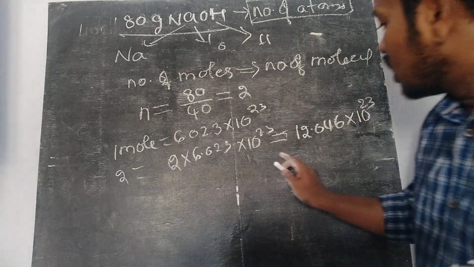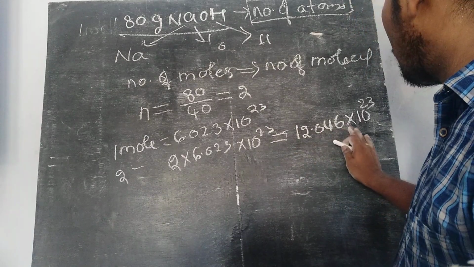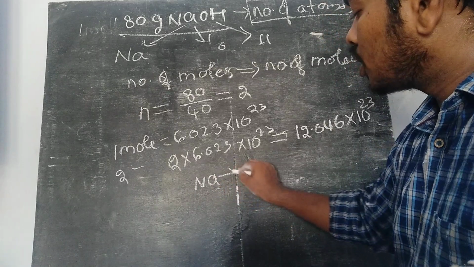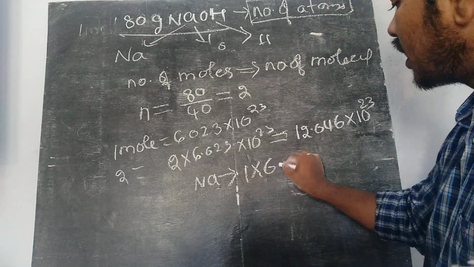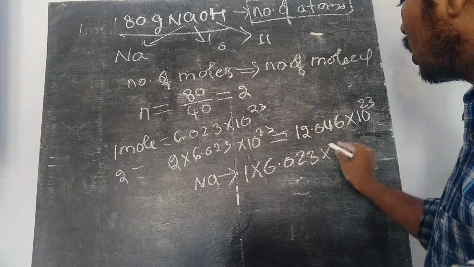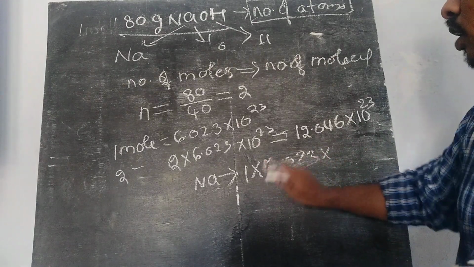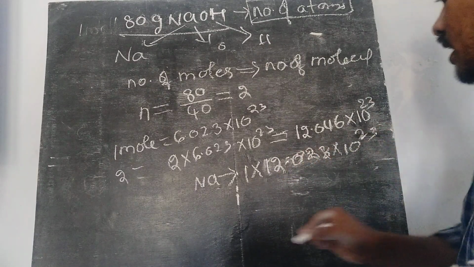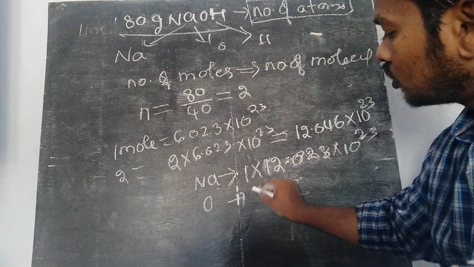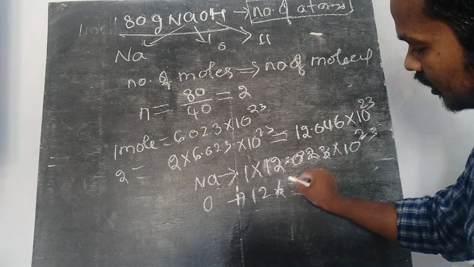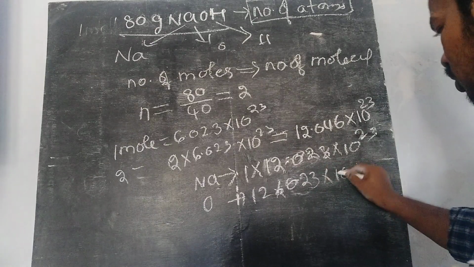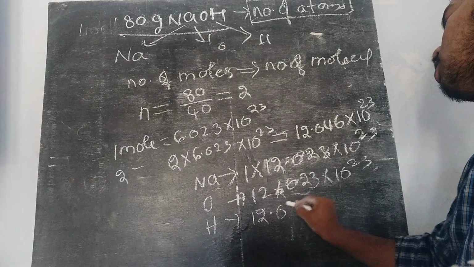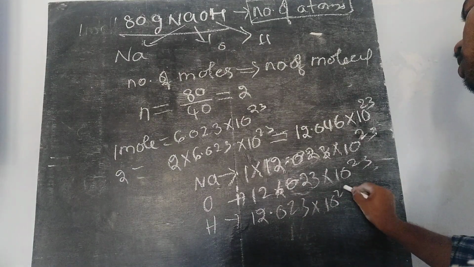So that means, out of these 12.046 into 10 to the power of 23 particles, how many sodium atoms? One sodium is containing 12.046 into 10 to the power of 23 atoms. Oxygen is equal to 12.046 into 10 to the power of 23 atoms. Hydrogen is equal to 12.046 into 10 to the power of 23 atoms.